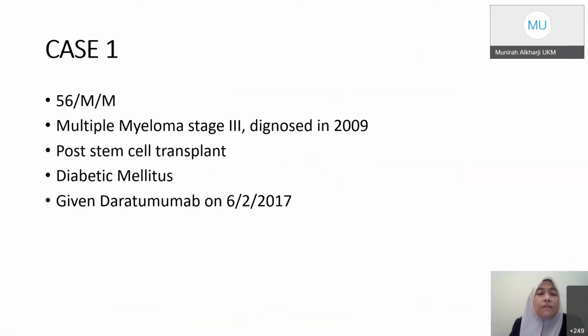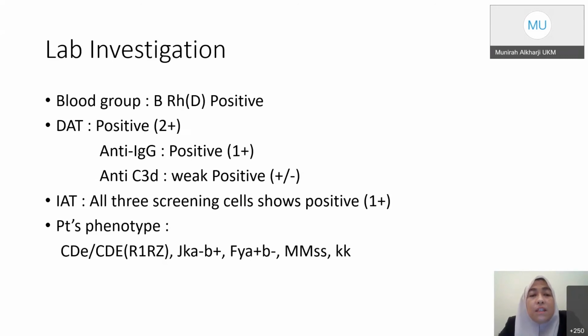The first case referred to us was a 56-year-old Malay man. He had multiple myeloma stage 3, diagnosed in 2009. He recently had a stem cell transplant and also has diabetes mellitus, and was given daratumumab on 6 February 2017. From lab investigation, this patient has blood group B RhD positive with direct Coombs positive 2+. Then we proceeded with monospecific testing, showing IgG positive with 1+ and anti-complement a very weak reaction, plus minus.